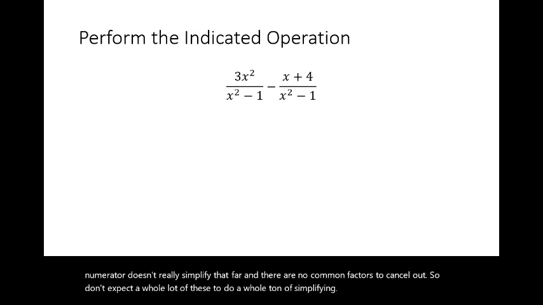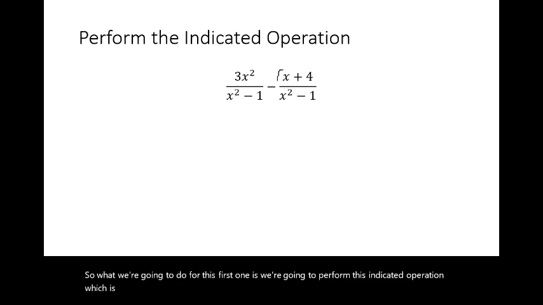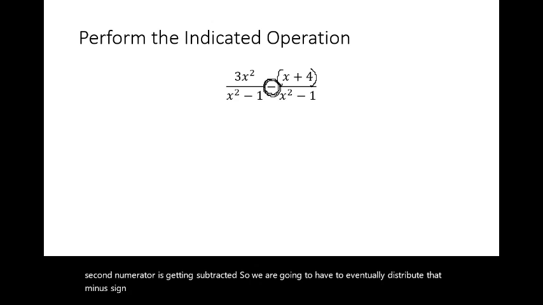So what we're going to do for this first one is perform this indicated operation, which is subtraction. Now, because that is subtraction, I am going to put parentheses around the second numerator because you have to remember that with subtraction, every single term in the second numerator is getting subtracted. So we are going to have to eventually distribute that minus sign to every term in the second numerator.